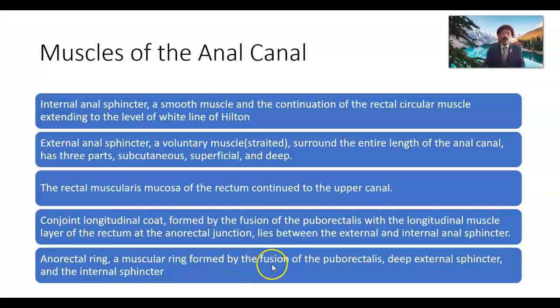The anorectal ring is a muscular ring formed by the fusion of puborectalis, deep external sphincter, and internal sphincter. From the anorectal ring, there will be the beginning of the anal canal. It extends up to the anal verge.